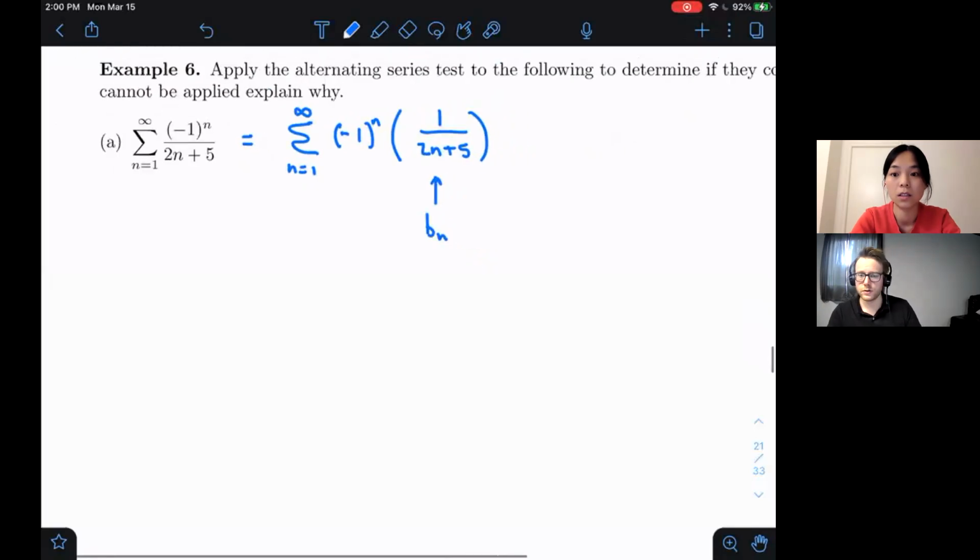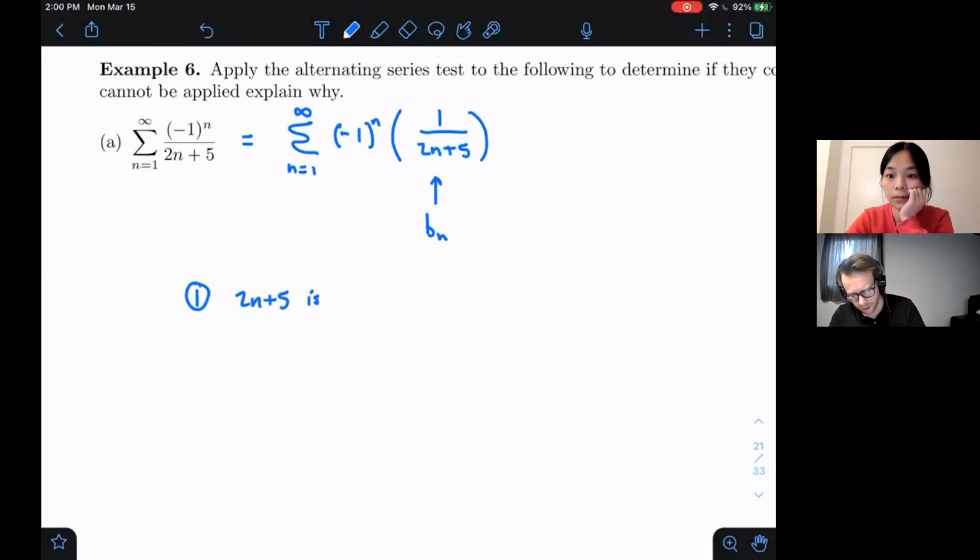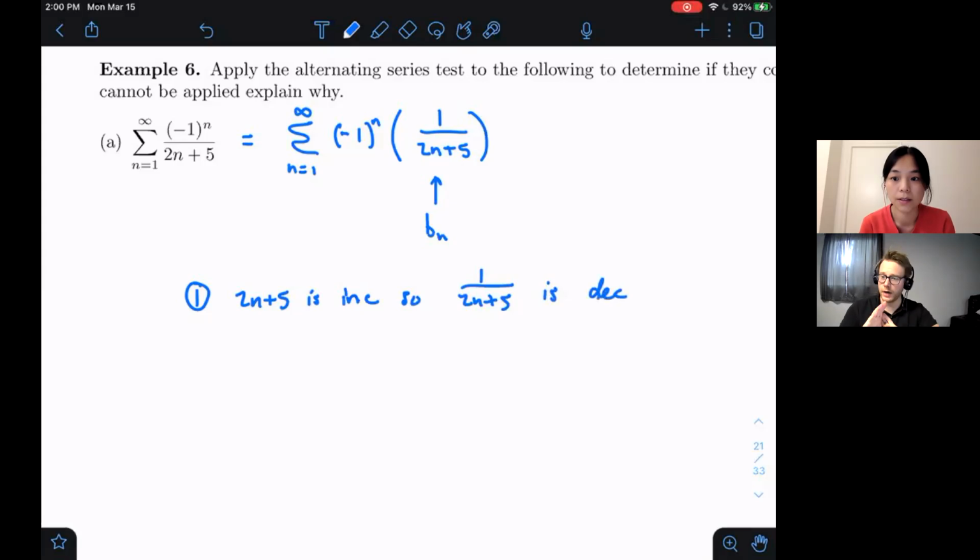We're looking for those 2 things. We're looking for decreasing terms. If I wanted to say something about why we have decreasing terms, well, we know that 2n plus 5 is increasing. We could take the derivative of this quite quickly. You get 2, and 2 is a positive number, so it has slope 2. It's an increasing line. And so this is increasing. So we know that the reciprocal of an increasing function is decreasing. So we have that overall our b sub n's are indeed decreasing.